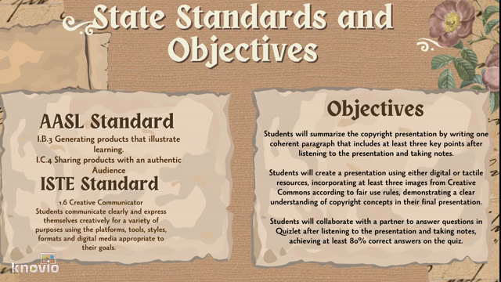And the objectives: students will summarize the copyright presentation by writing one coherent paragraph that includes at least 3 key points after listening to the presentation and taking notes. Students will create a presentation using either digital or tactile resources. And again, really important, incorporating at least 3 images from Creative Commons. So they're going to be using the knowledge in kind of a real life scenario. They will then collaborate with a partner to answer questions in Quizlet after listening to the presentation. And they will have the rubric as well.